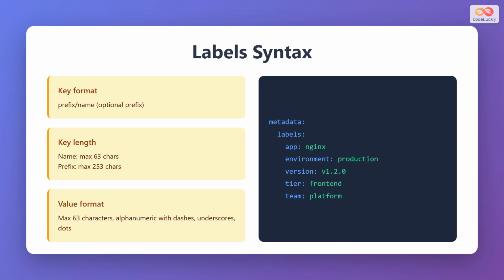In the example, you can see common label usage with keys like app set to nginx, environment set to production, version set to v1.2.0, tier set to frontend, and team set to platform. These labels help categorize and identify your resources effectively.